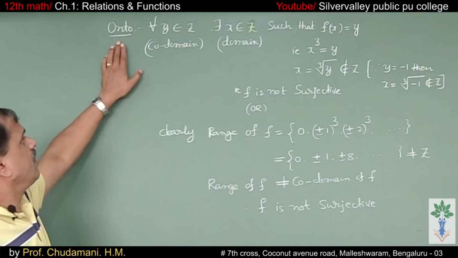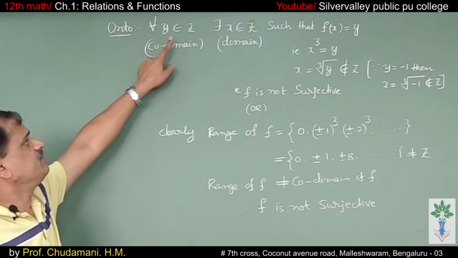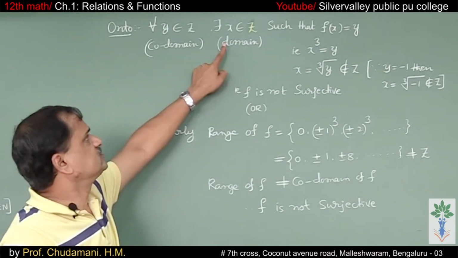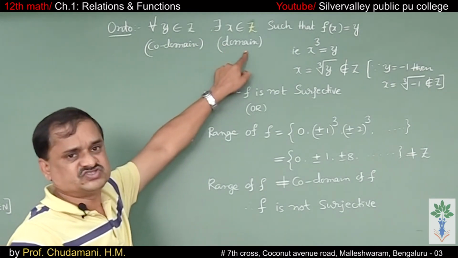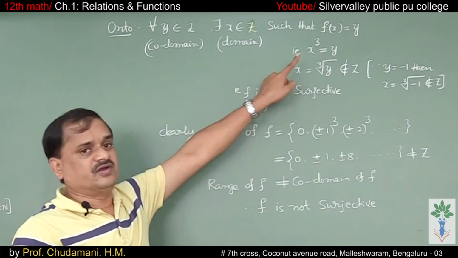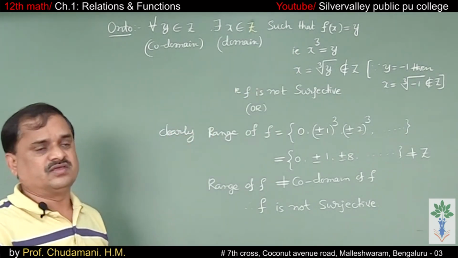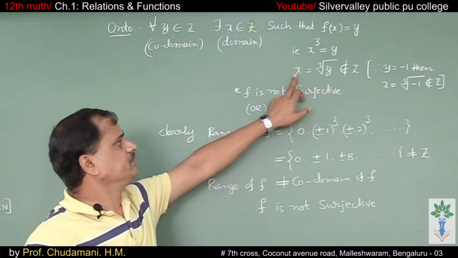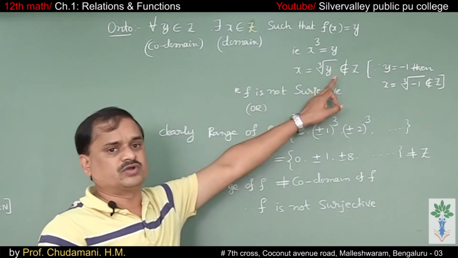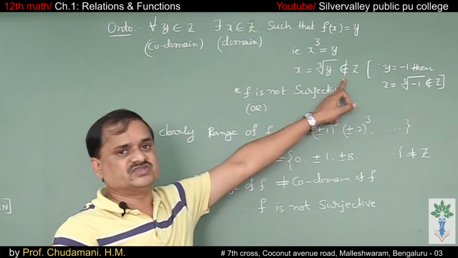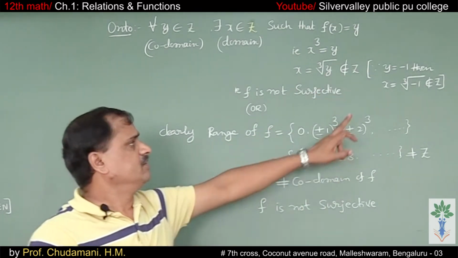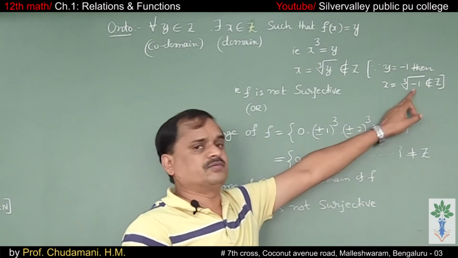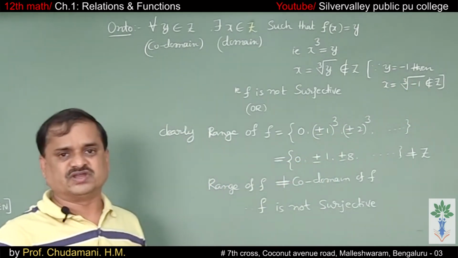Injective. Onto: for all y belongs to Z, which is the codomain, there exists x belongs to Z, which is the domain, such that f of x is equal to y. x cube is equal to y, x is equal to cube root of y. Cube root of y does not belong to Z again, because if y equals minus 1, x is equal to cube root of minus 1, which does not belong to Z.